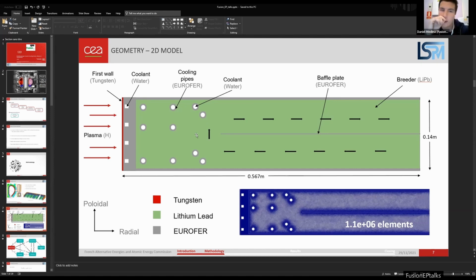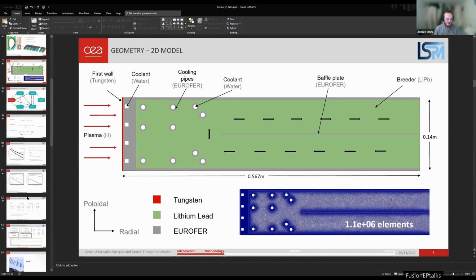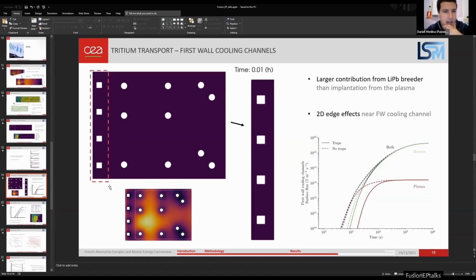Okay, thank you. And maybe a second question. I think you were surprised too, but I was very surprised about your result that actually most of the tritium is coming from the plasma, from the breeder rather. From the breeder itself. Yeah.